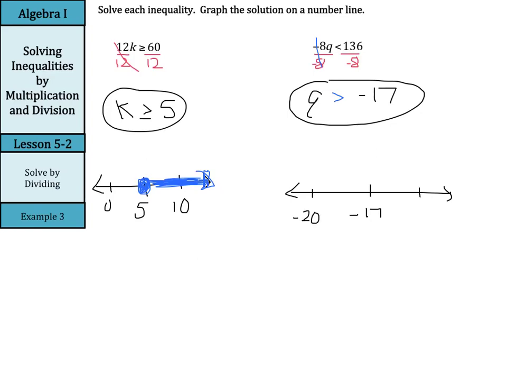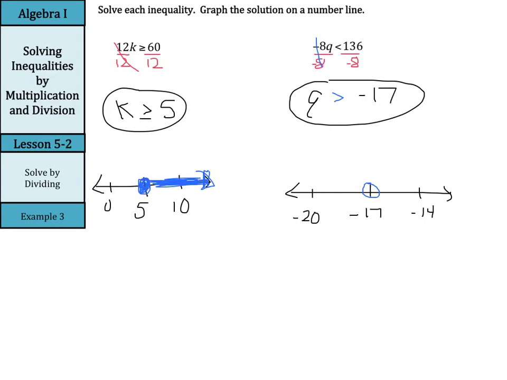Number smaller, number bigger. Start with the open circle, and this is not going to be shaded in since negative 17 is not greater than negative 17. It's not a solution, so we're not shading it in. Also, there's no little line underneath it, so it stays open.